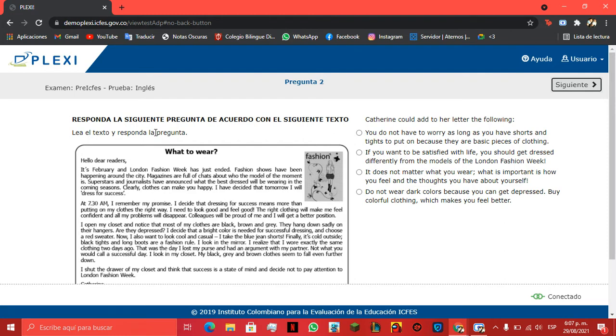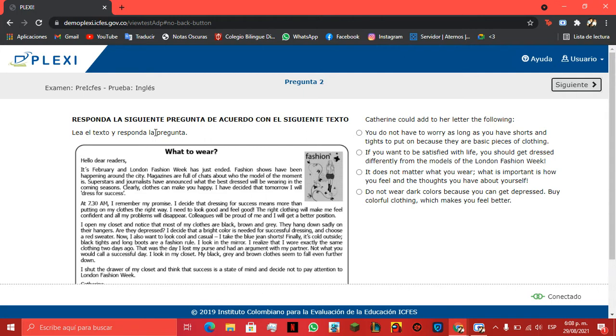At 7:30 a.m., I remember my promise. I decide that dressing for success means more than putting on my clothes the right way. I need to look good and feel good. The right clothing will make me feel confident and all my problems will disappear. Colleagues will be proud of me and I will get a better position. I opened my closet and noticed that most of my clothes are black, brown, and gray. They hang down sadly on the hangers. Are they depressed? I decide that a bright color is needed for a successful dressing and choose a red sweater.